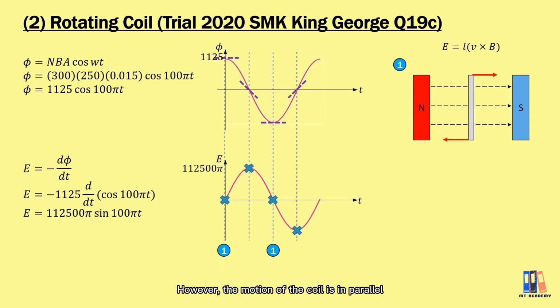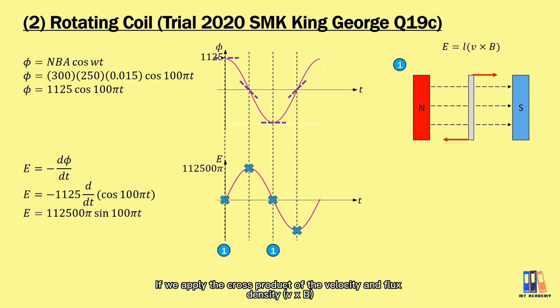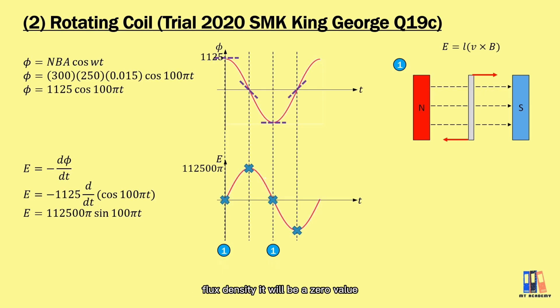However, the motion of the coil is parallel to the magnetic field. So if we apply the cross product of the velocity and the flux density, it will be a zero value, which would be the minimum in this case.